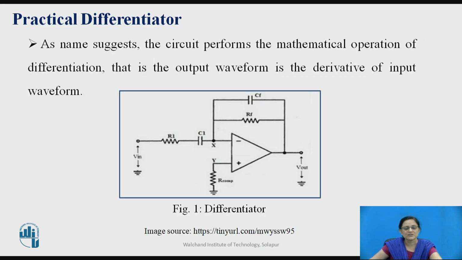Now let us move on to the differentiator circuit. This is the circuit diagram for the practical differentiator. What is a differentiator? As the name suggests, the circuit performs the mathematical operation of differentiation. That means the output voltage is the differentiation of the input voltage. Here the output waveform is nothing but the derivative of the input waveform. At the input side, a combination of RC network is connected, whereas in the feedback circuit also an RC network is connected for the practical differentiator.